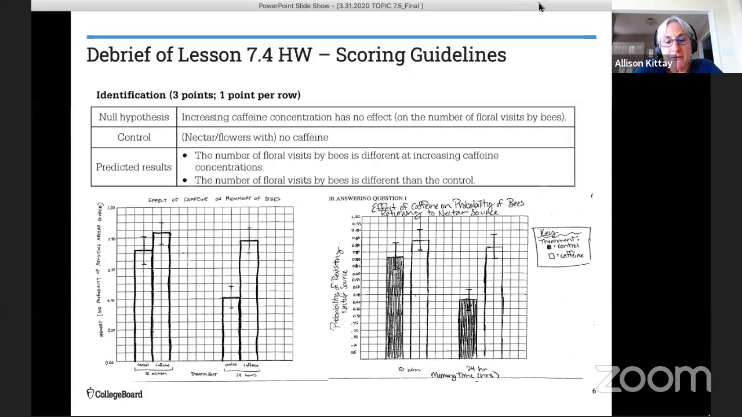We still have the time at 10 minutes and 24 hours, but the treatments are shown as either shaded or open. So the shaded is the control and the open is the caffeine. And there is a key to indicate which is which. And again, this student also has error bars done correctly and the title. So both of these graphs were full credit graphs.